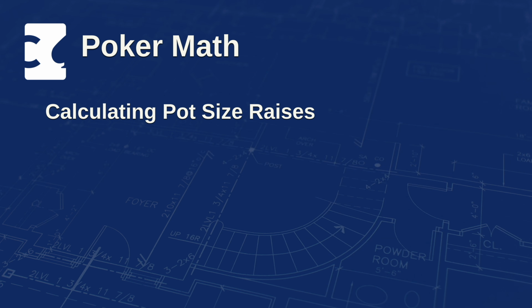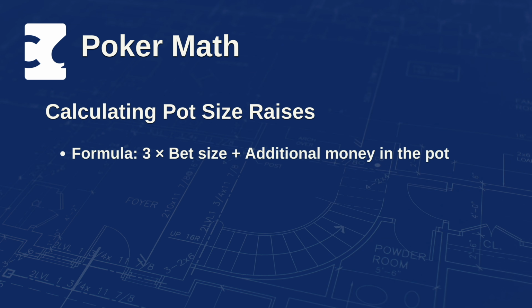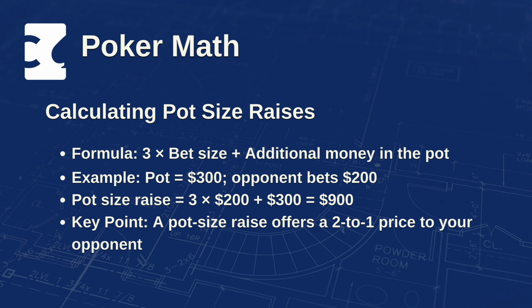Calculating a pot size raise. 3 times the size of the bet plus any additional money is the equation for calculating a pot size raise or bet. So an example, if the pot is 300 and we check, the villain bets 200, a pot size check raise would be 3 times 200 plus the 300 that was already in the pot, which would equal 900.